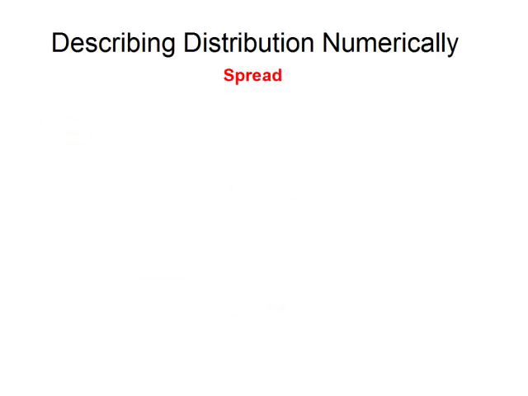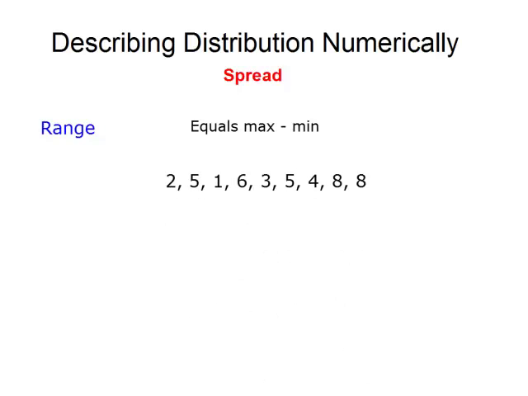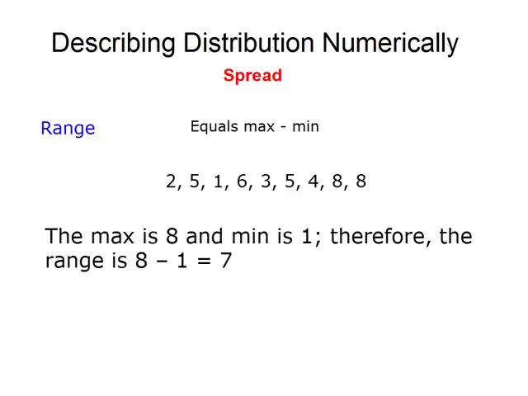Next we're going to talk about spread. Previously we talked about spread in terms of range, and range is max minus the min. So we're going to look for the highest and the lowest values. The max is 8 and the min is 1, therefore the range is 7.